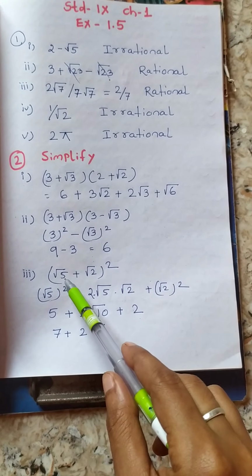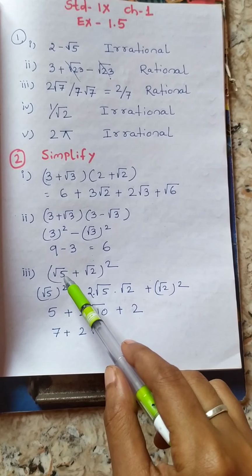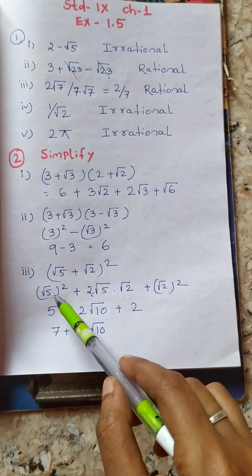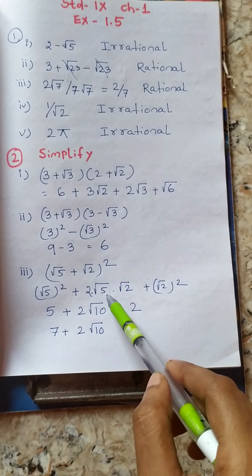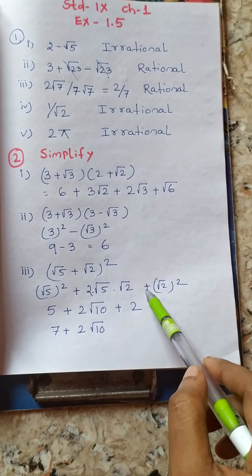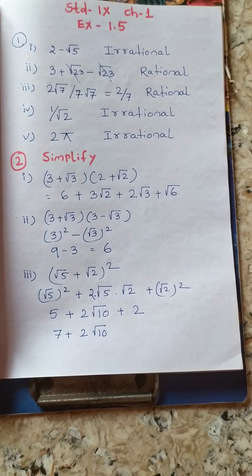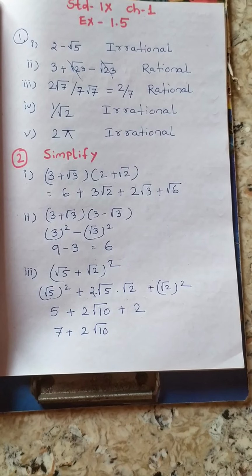Third, (root 5 plus root 2) whole square. It represents the identity (a plus b) whole square, which is a square plus b square plus 2ab. So a square means root 5 square, plus 2 into a into b, so root 5 into root 2, plus b square, which means square of root 2. It becomes 5 plus 2 root 10 plus 2. Ultimately, 7 plus 2 root 10 is the answer.